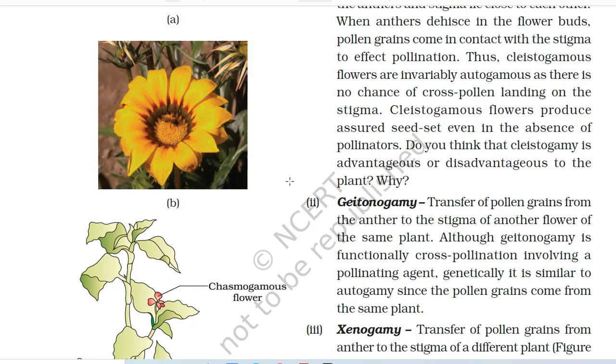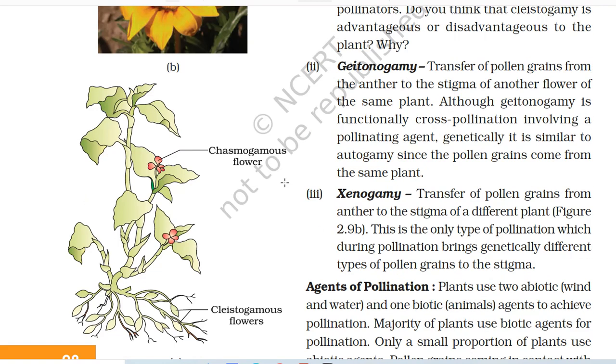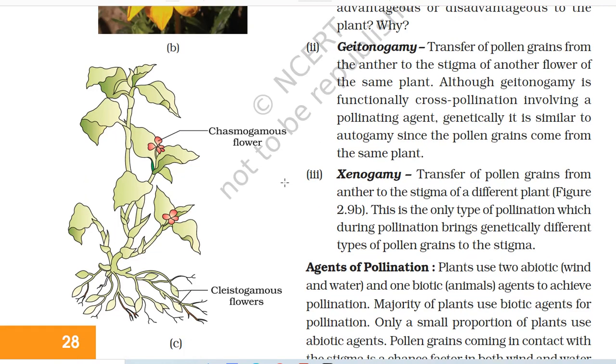Do you think cleistogamy is advantageous or disadvantageous to the plant, and why? Second, geitonogamy. Transfer of pollen grains from the anther to the stigma of another flower of the same plant. Although geitonogamy is functionally cross-pollination involving a pollinating agent, genetically it is similar to autogamy since the pollen grains come from the same plant. Third, xenogamy.